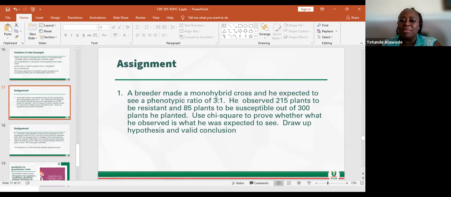You know that this is a monohybrid cross. The phenotypic ratio is 3:1.